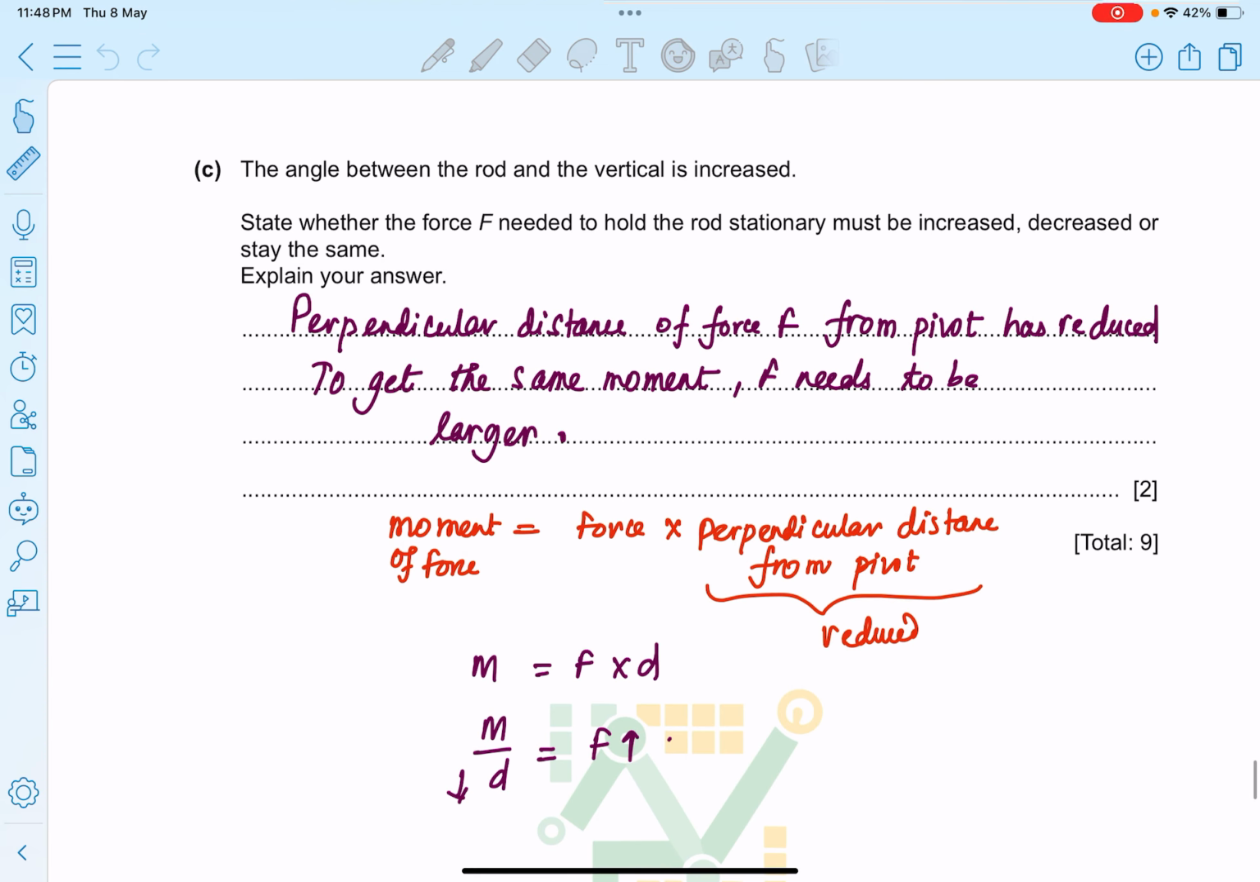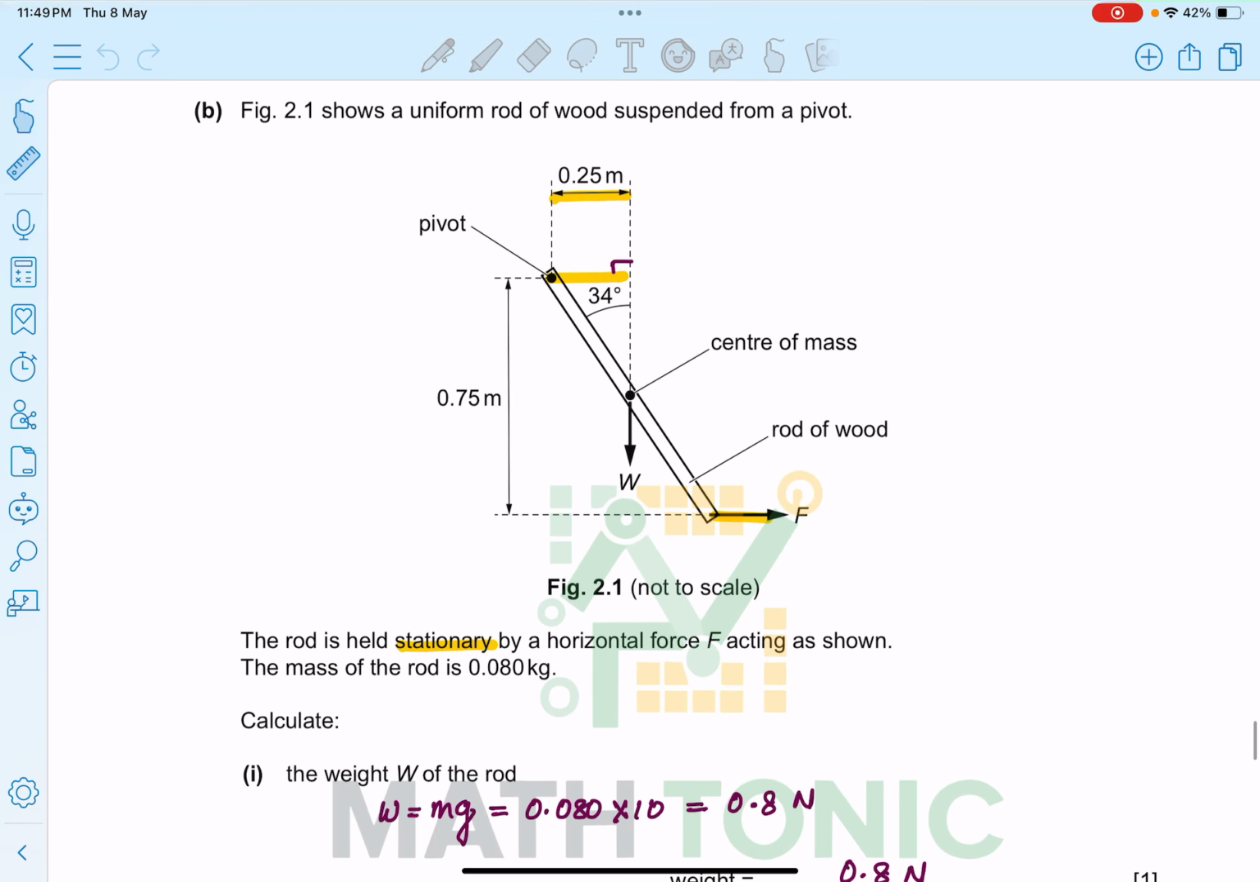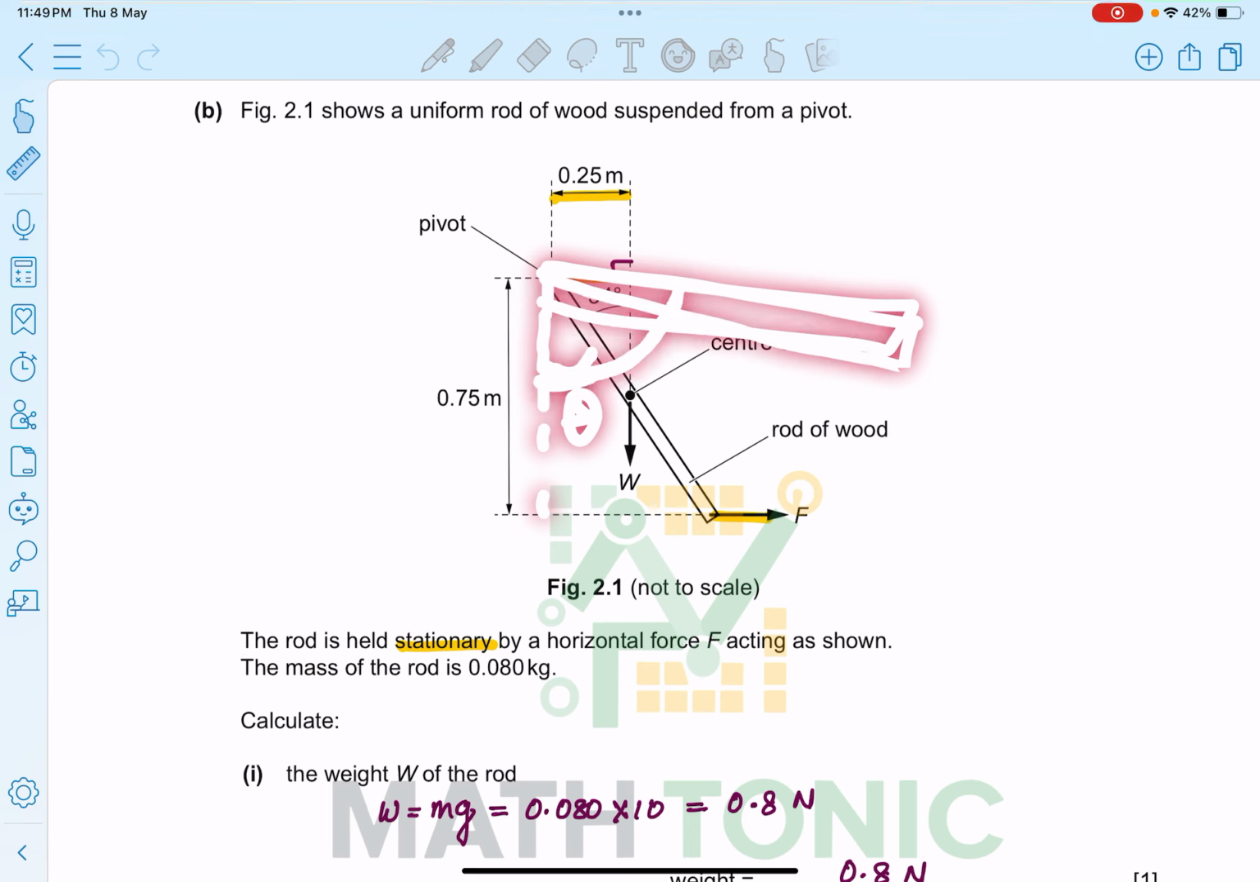Next, the angle between the rod and the vertical is increased. State whether the force F needed to hold the rod stationary must be increased, decreased, or stay the same. Explain the answer. So the question is, what happens when the angle is increased? What does it mean? If I try to do it like this, this angle is theta, whatever it is. Now if I increase this angle, that means this angle is increased, right?